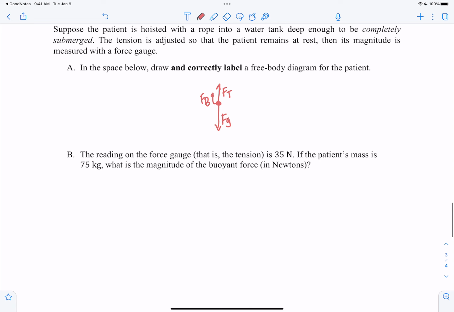For part B now, it says the reading on the force gauge, that's the tension, is 35 newtons. If the patient's mass is 75 kilograms, what is the magnitude of the buoyant force? So we know that F tension is 35 newtons. We know that the mass is 75 kilograms, right? And we need to figure out the buoyant force, right? So what do we need to do?